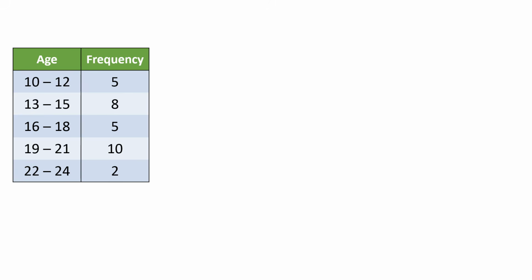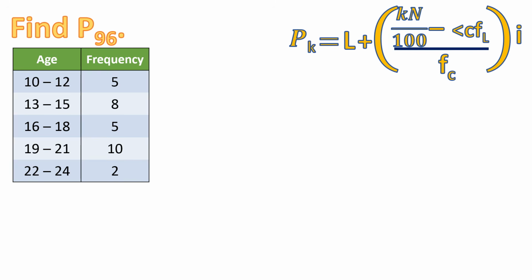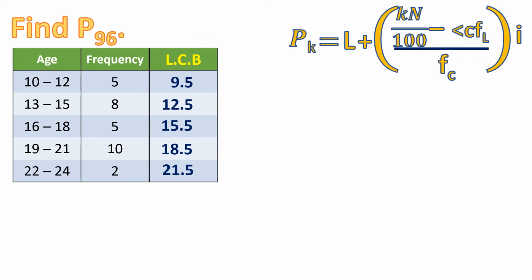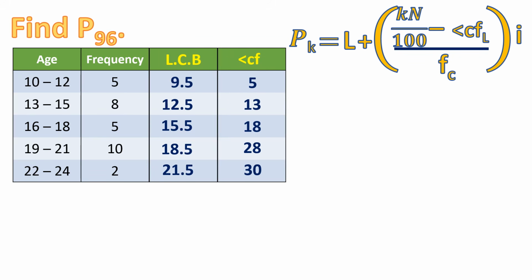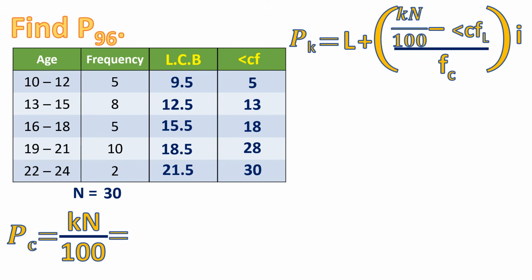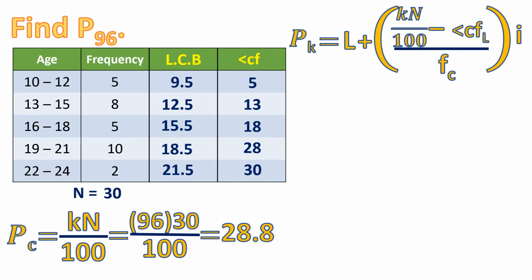So let's have our last example. It's actually the same table, but we're gonna find now the 96th percentile. So we're gonna use the same formula for percentile, and we're gonna have the same lower class boundary and less than cf because we have the same table. And we're gonna find now the percentile class of the 96th percentile. So the formula kn over 100, where n is equal to 30. 96 times 30 over 100 is equal to 28.8.